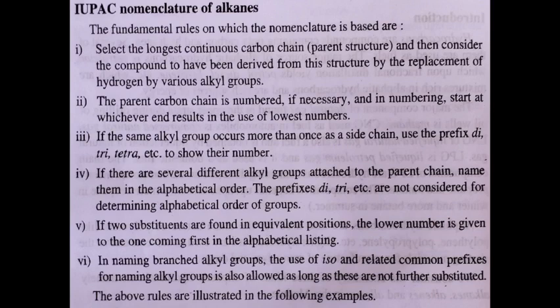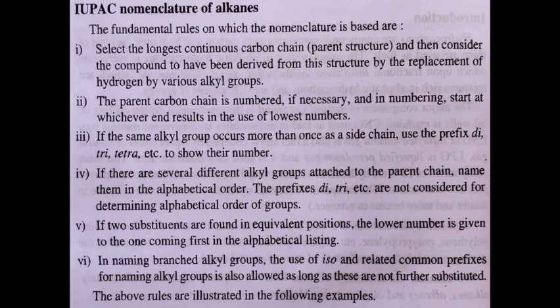Select the longest continuous carbon chain, or it is called the parent structure, and then consider the compound to have been derived from this structure by the replacement of hydrogen by various alkyl groups. Okay, the parent carbon chain is numbered if necessary, and in numbering, start at whichever end results in the use of the lowest number. Don't bother about what is written here, you just bother about what I have explained just now. If the same alkyl group occurs more than once as a side chain, use the prefix di, tri, tetra, etc. So you will come to know all this when we discuss the examples in the next two slides.